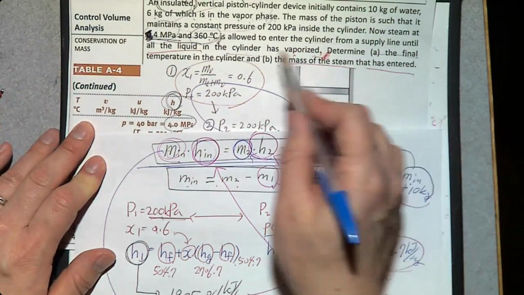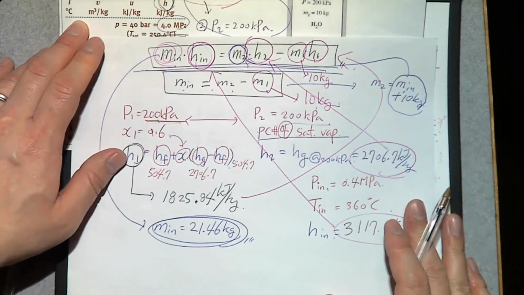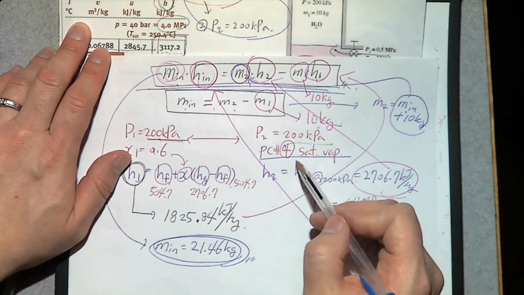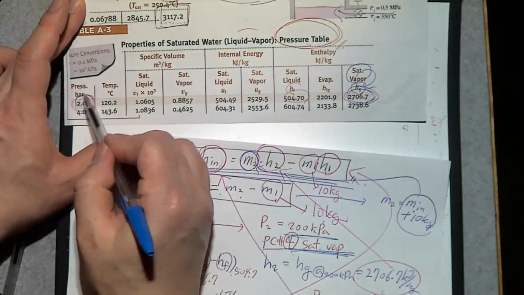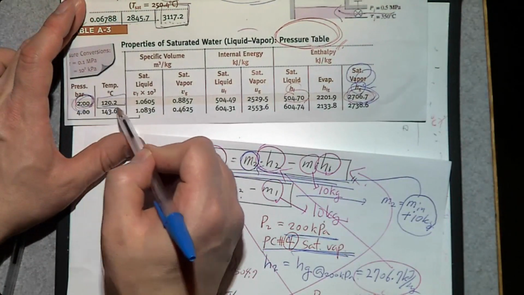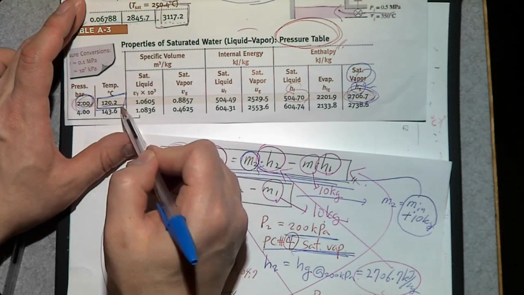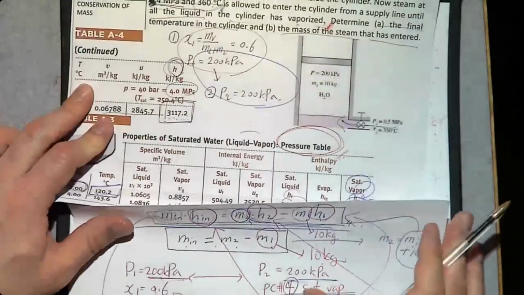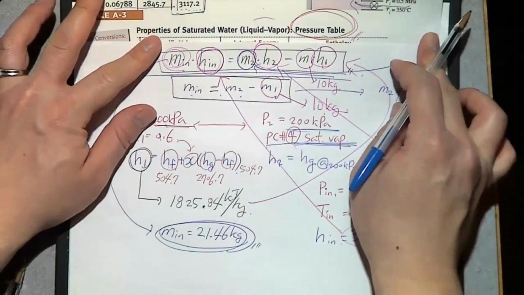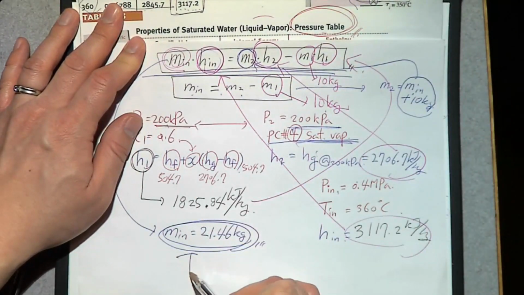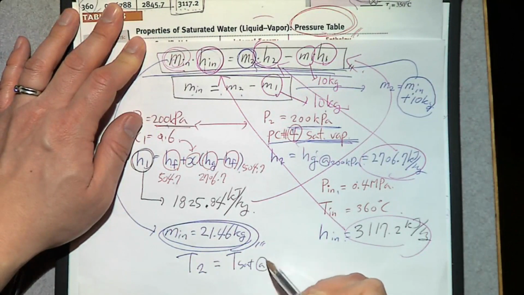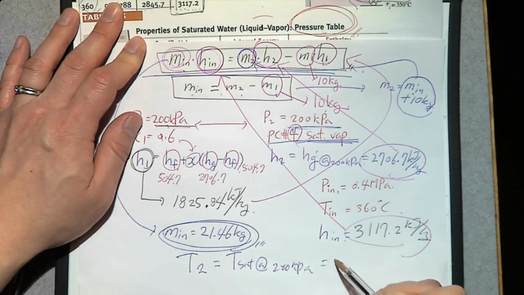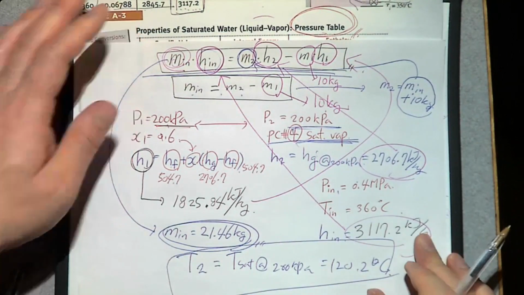What is the final temperature in the cylinder? We have saturated vapor at 200 kilopascal, so the temperature is going to be the saturation temperature, 120.2. So T at final state 2 is going to be T sat at 200 kilopascal, so 120.2 degrees Celsius. So that's how you solve this problem.